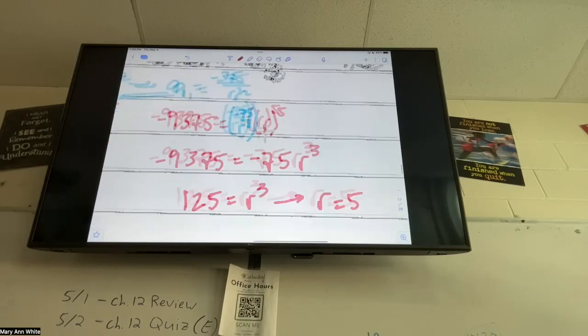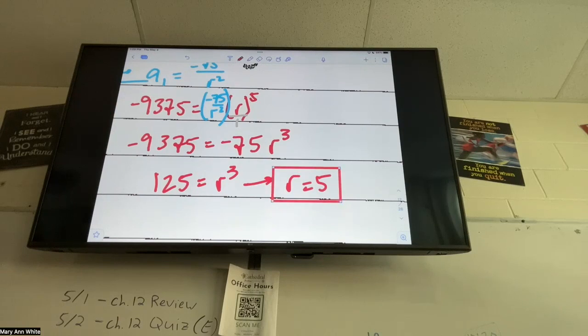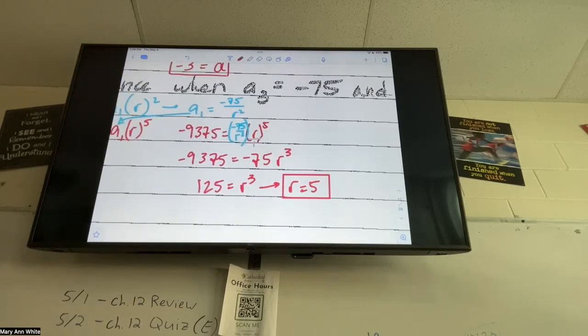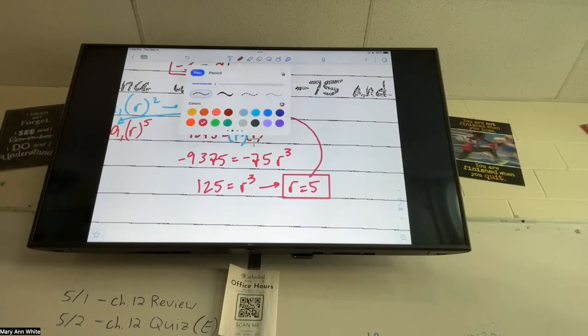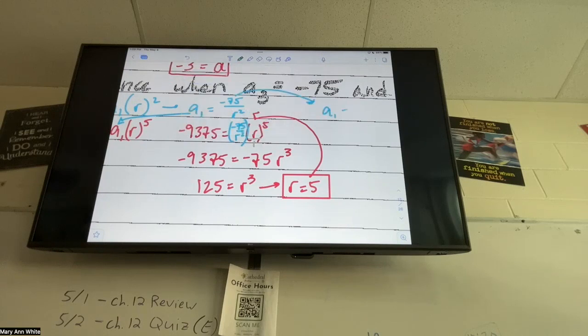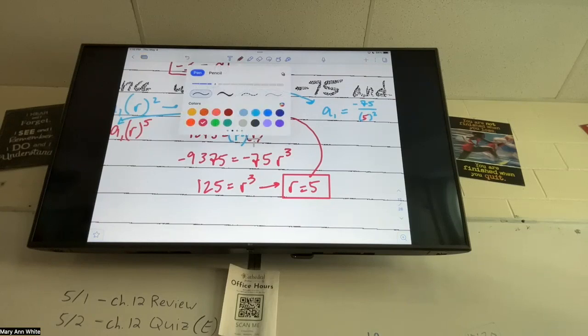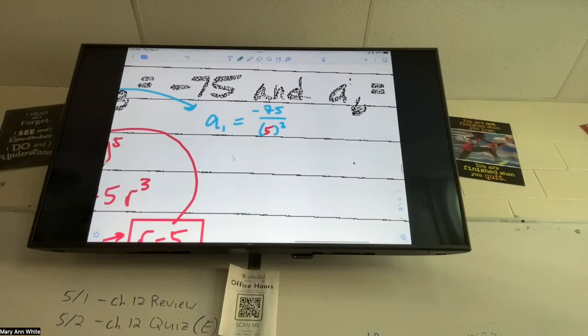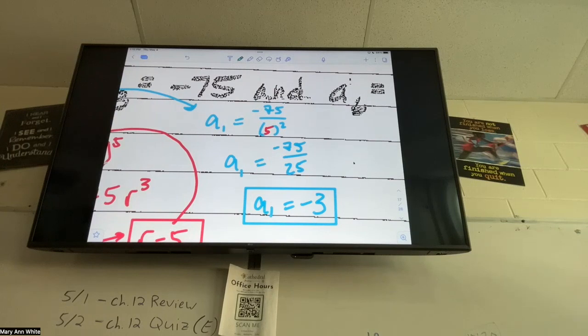And this is actually one I know too. The cube root of 125 is 5. So r is 5. We done? Yeah. Plug it in. a sub 1 equals negative 3.